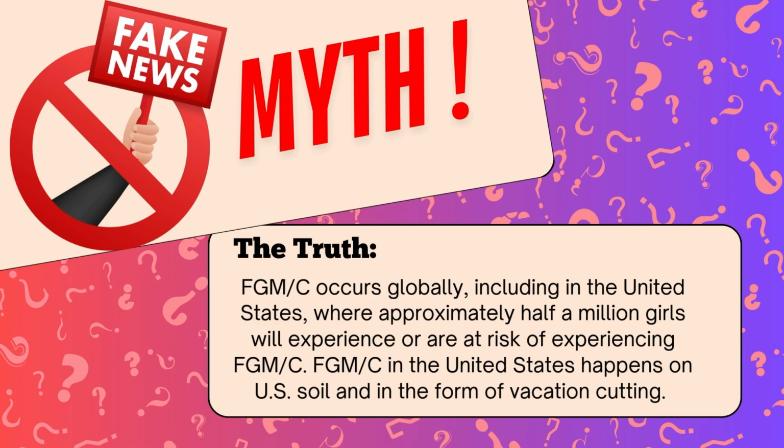This is a myth. The truth is, FGMC occurs globally, including in the United States, where approximately 500,000 girls will experience or are at risk of experiencing FGMC. FGMC in the United States happens on U.S. soil and in the form of vacation cutting.